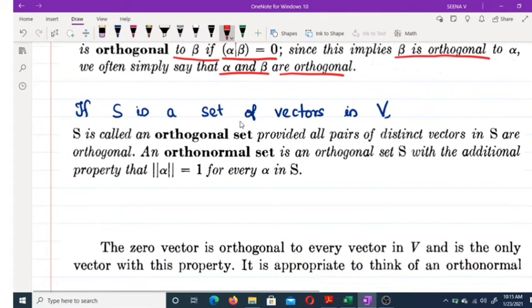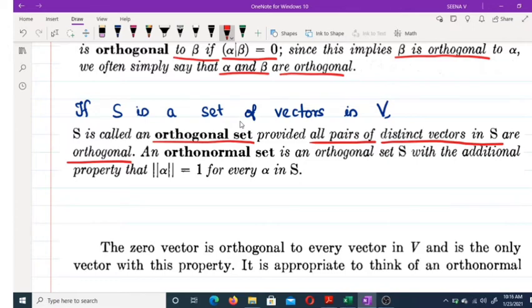Now, if S is a set of vectors in V, then S is called an orthogonal set provided all pairs of distinct vectors in S are orthogonal. If all pairs of distinct vectors in S are orthogonal, then we call S an orthogonal set.